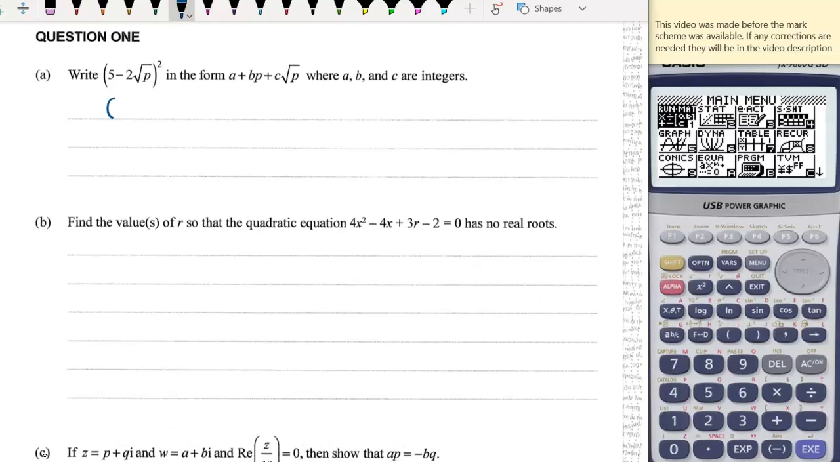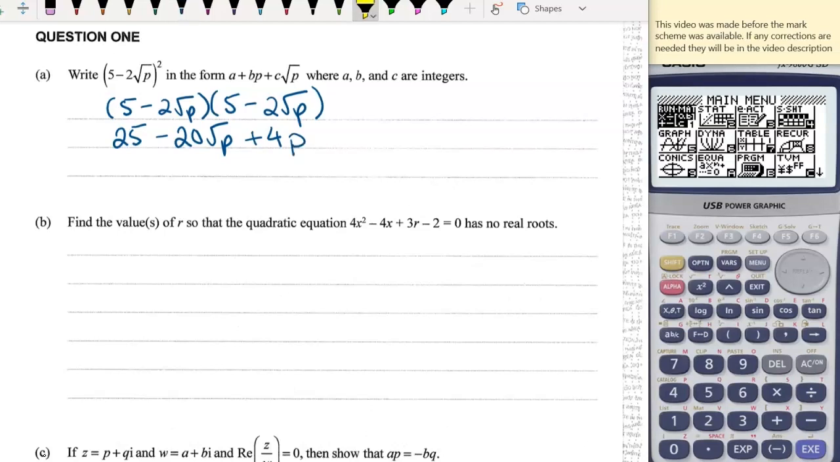So let's jump in with our first question here. We're going to expand this bracket. So we multiply out those pieces. We've got 5 times 5 makes 25. This here would make a minus 10, and this here would make another minus 10. So we have minus 20 root p. And then finally, the minus 2 times minus 2 makes plus 4. The root p times root p is p.